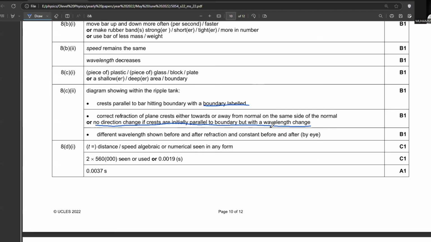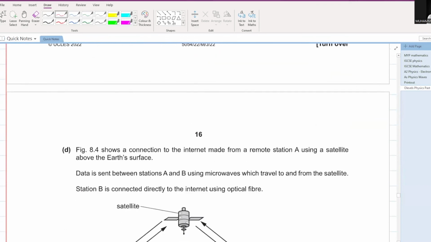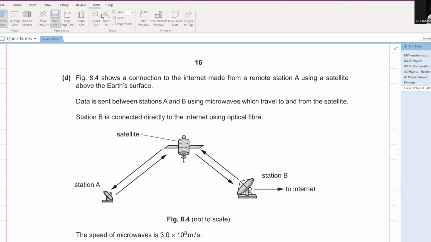बेटा अगर आप क्रेस्ट पैरेलल टू द बाउंड्री बना देते हो तो सिर्फ आप वेवलेंथ चेंज करके ये मार्क्स ऑब्टेन कर लोगे। Different wavelength shown before and after refraction and constant before and after. सिंपल। कांस्टेंट बिफोर एंड आफ्टर का मतलब क्या है? कांस्टेंट बिफोर एंड आफ्टर का मतलब ये है बेटा कि ये वाली वेवलेंथ एंड ये वाली वेवलेंथ जो है वो सेम होनी चाहिए। सिमिलरली ये डिस्टेंस एंड ये डिस्टेंस और मे बी एनी डिस्टेंस बिटवीन द टू वेव फ्रंट्स आफ्टर रिफ्रैक्शन शुड बी सेम। बेटा ये इतनी इजी डायग्राम है, आपको कोई इंक्लाइन नहीं बनाना, कोई स्लांटेड चीज़ें नहीं बनानी, सिंपल रखो काम को एंड यू विल सक्सीड इंशाल्लाह। अच्छा, लेट्स सी दिस figure 8.4.